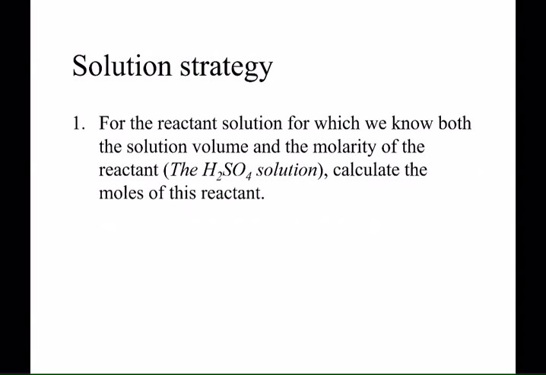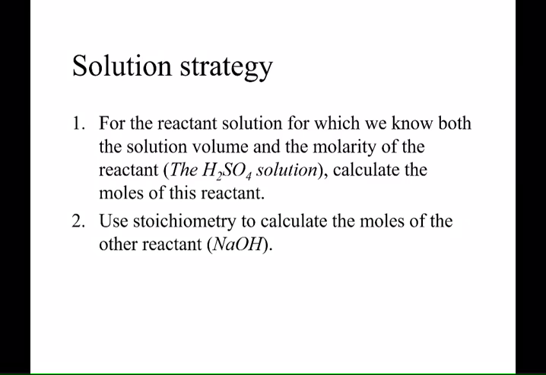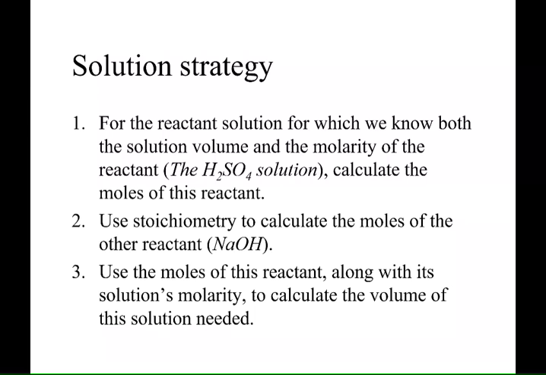Just to summarize, the 3 steps we came up with were: the first step, we know more about the H2SO4. We can get to moles of H2SO4 from the volume and molarity. Once we have moles of H2SO4, we can get to moles of NaOH using a stoichiometric ratio. These are going to be 3 separate problems for me. And then the third problem is, once we have moles of NaOH, in this case we can use molarity of NaOH to get to volume.